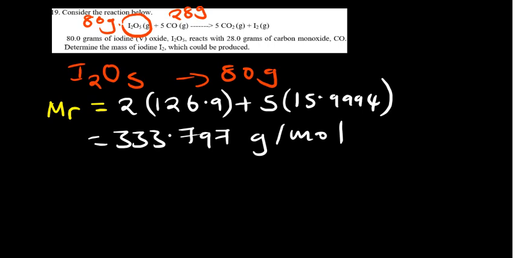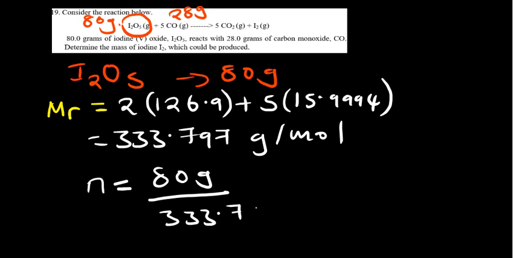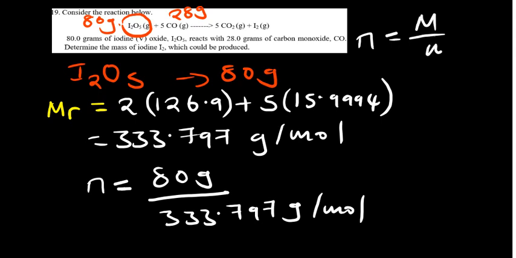How do we determine the number of moles? Basically, it's just dividing the molar mass into what? Into the mass. So we have 333.797 grams per mole being divided into the 80. Remember we said our triangle is the number of moles is equal to the mass over what? The molar mass.